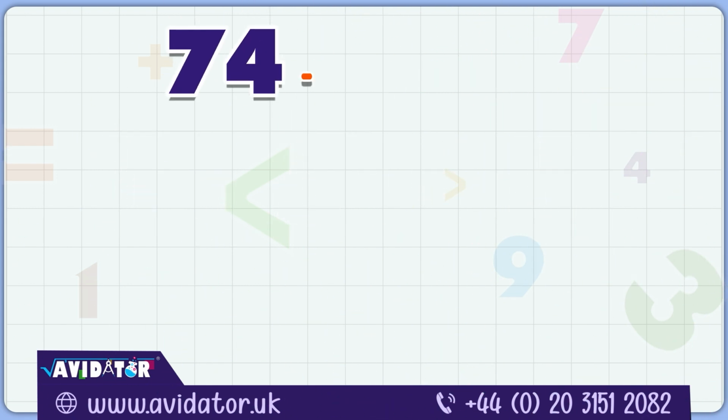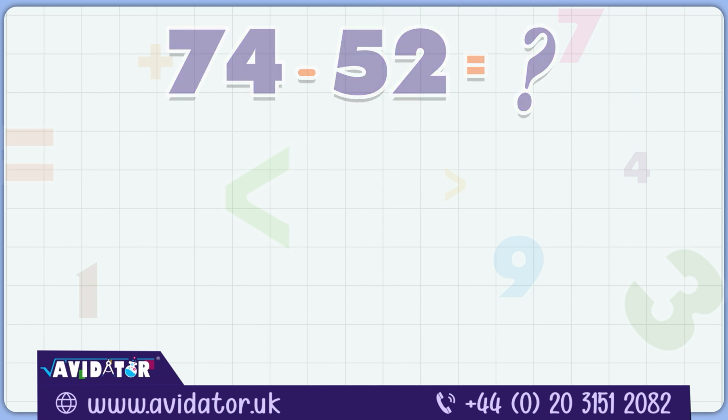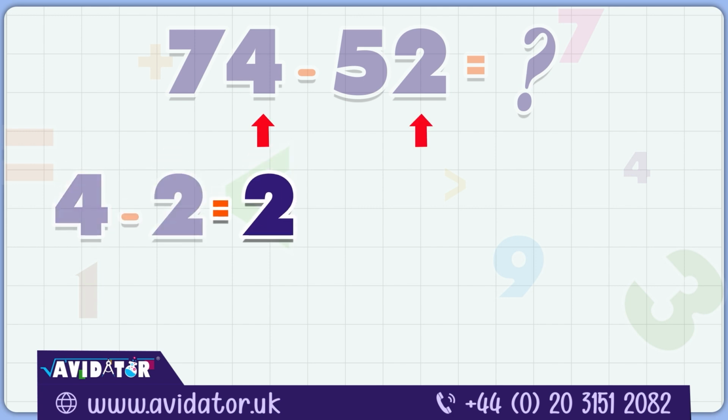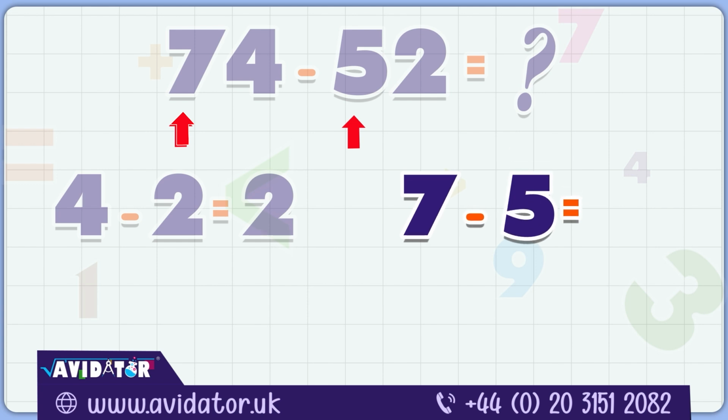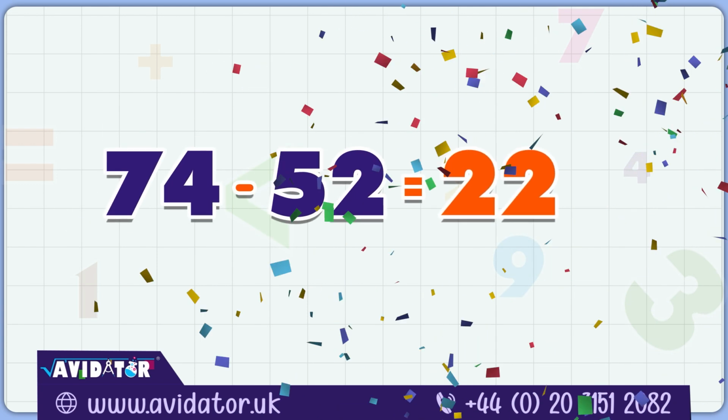Now, let's solve larger subtraction problems. How do we subtract 52 from 74? We'll take it step by step. Start with the units column. 4 minus 2 equals 2. Move to the tens column. 7 minus 5 equals 2. So 74 minus 52 equals 22.